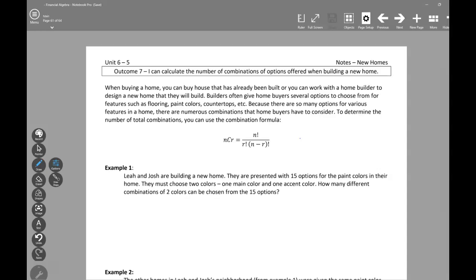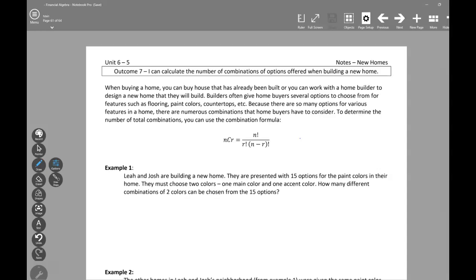When building a home, you can buy a house that has already been built, or you can work with the home builder to design a new home that they will build. Builders often give home buyers several options to choose from for features such as flooring, paint colors, countertops, etc.